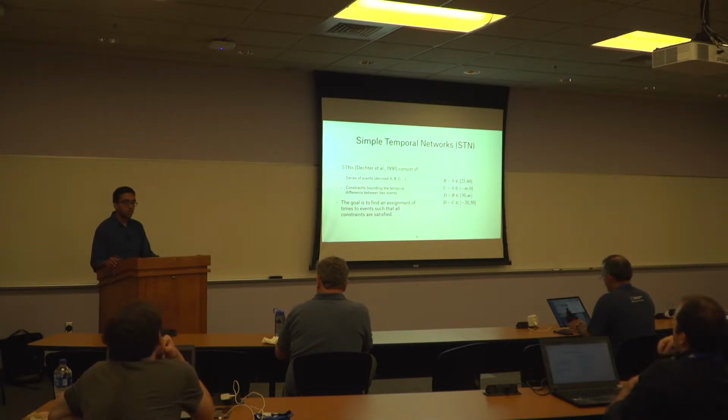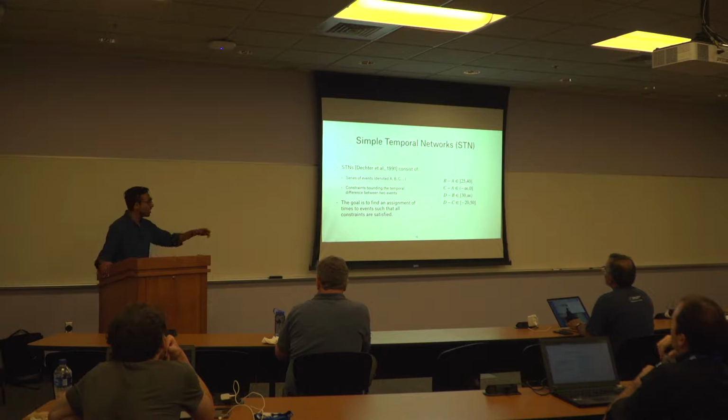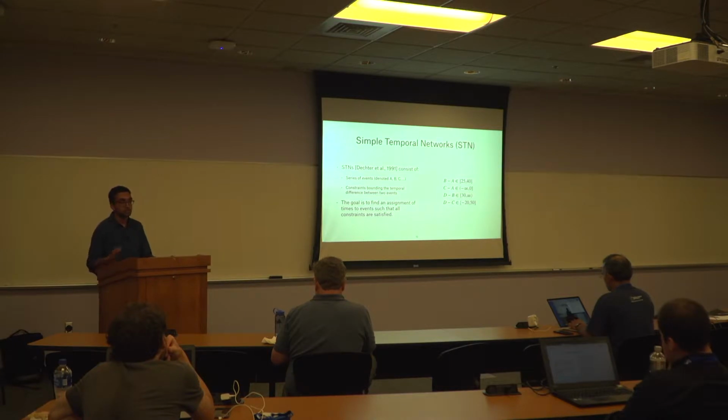And the only types of constraints that we permit in a simple temporal network are pairwise binary constraints that constrain the difference between two events. So in other words, over on the right, B minus A is between 25 and 40 basically says event B must happen between 25 and 40 minutes after event A. And it turns out that this construction is quite powerful, because as it's formulated, it allows us to describe quite a few of the things that we talked about in Allen's interval algebra.